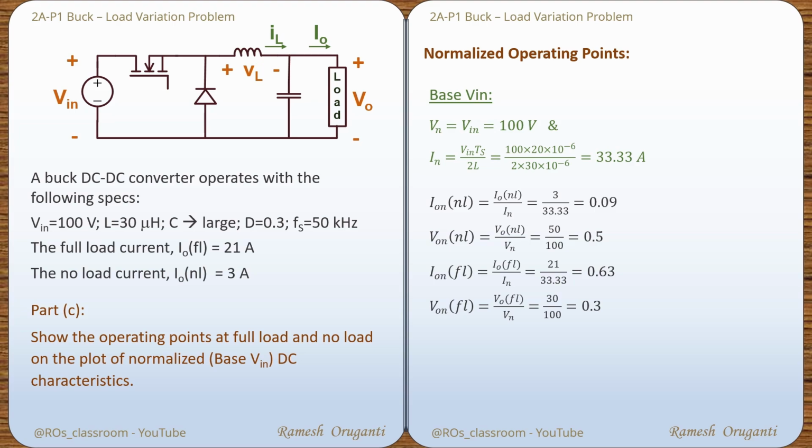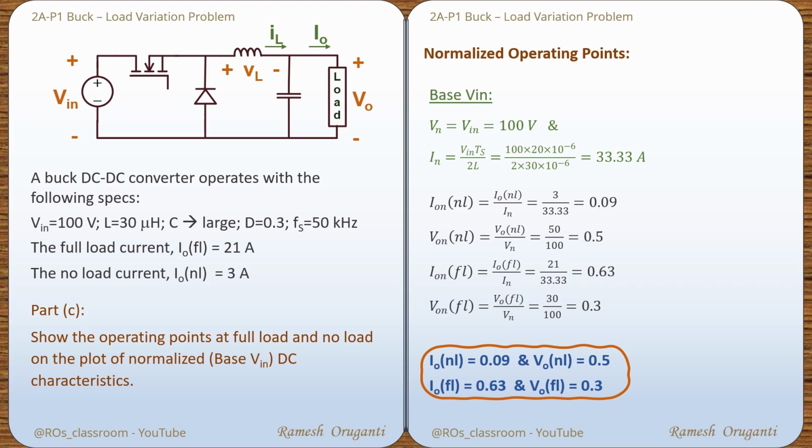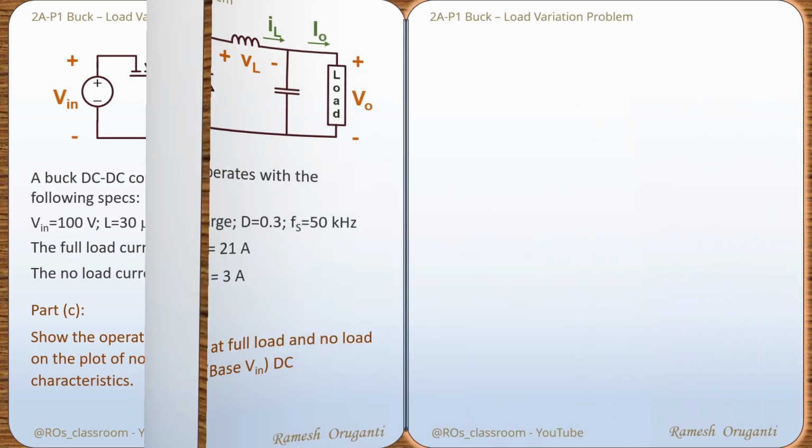So I_0NL equals 0.09 and V_0NL equals 0.5. That is the normalized no load operating condition. I_0FL and V_0FL represent the normalized full load operating condition.